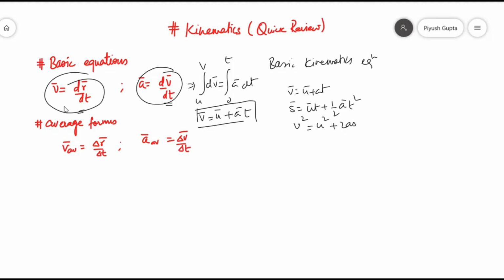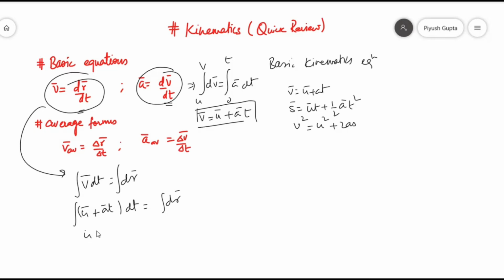Similarly, using the equation v = dr/dt, what I'm going to get is v dt = dr. If I integrate both sides, I can write the vector equation v = u + at, so this integration becomes the integral of (u + at) dt equals the integral of dr. This integration is going to become ut + half at square, and this is basically the change in position vector going from some ri to rf, so the integration is going to be rf minus ri.